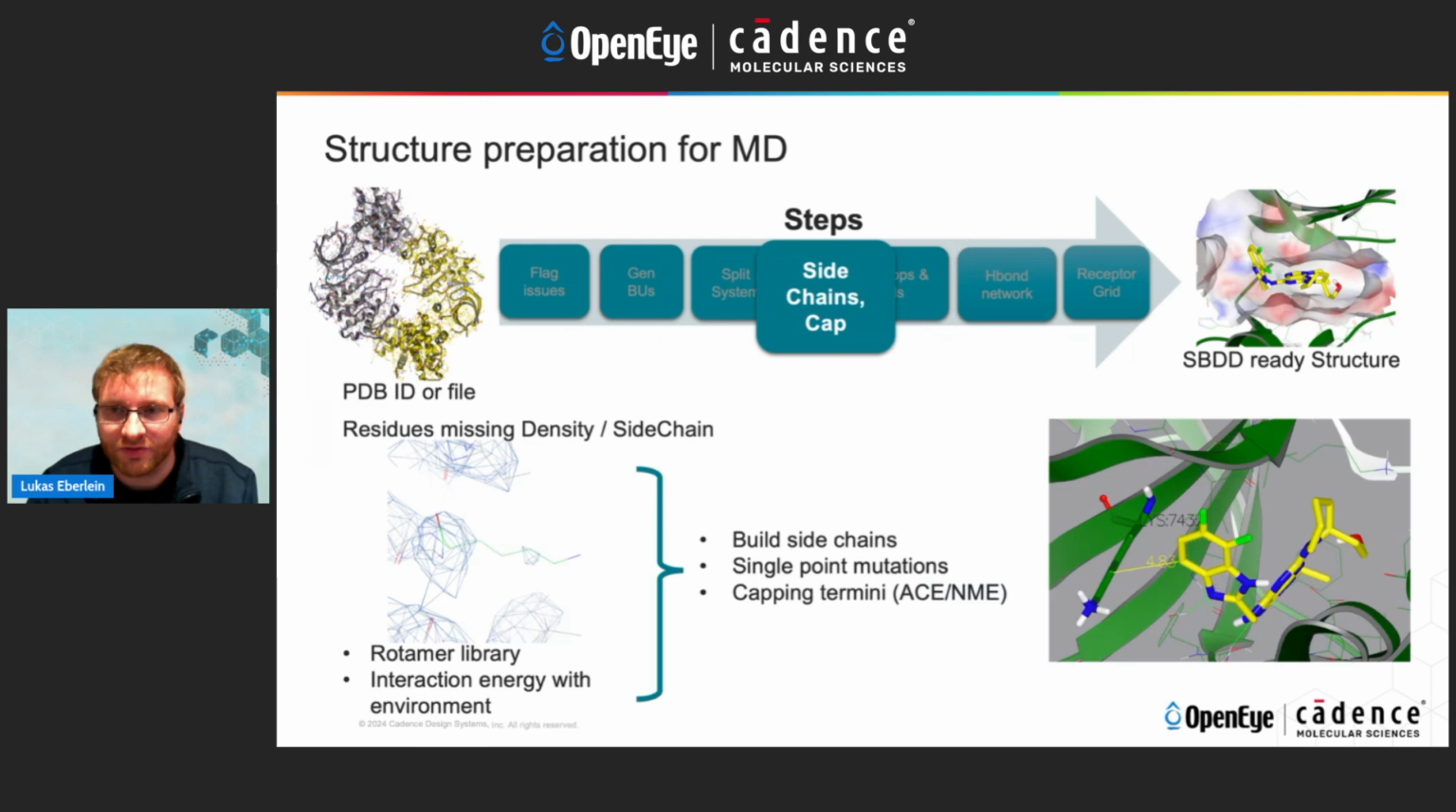This is a big difference to preparing protein structures for structure-based design. For MD, we need a complete protein chain and therefore need to model missing side chains. In addition, the protein chain must be capped. This is done by adding an acetyl or amine to the ends of the protein chain.